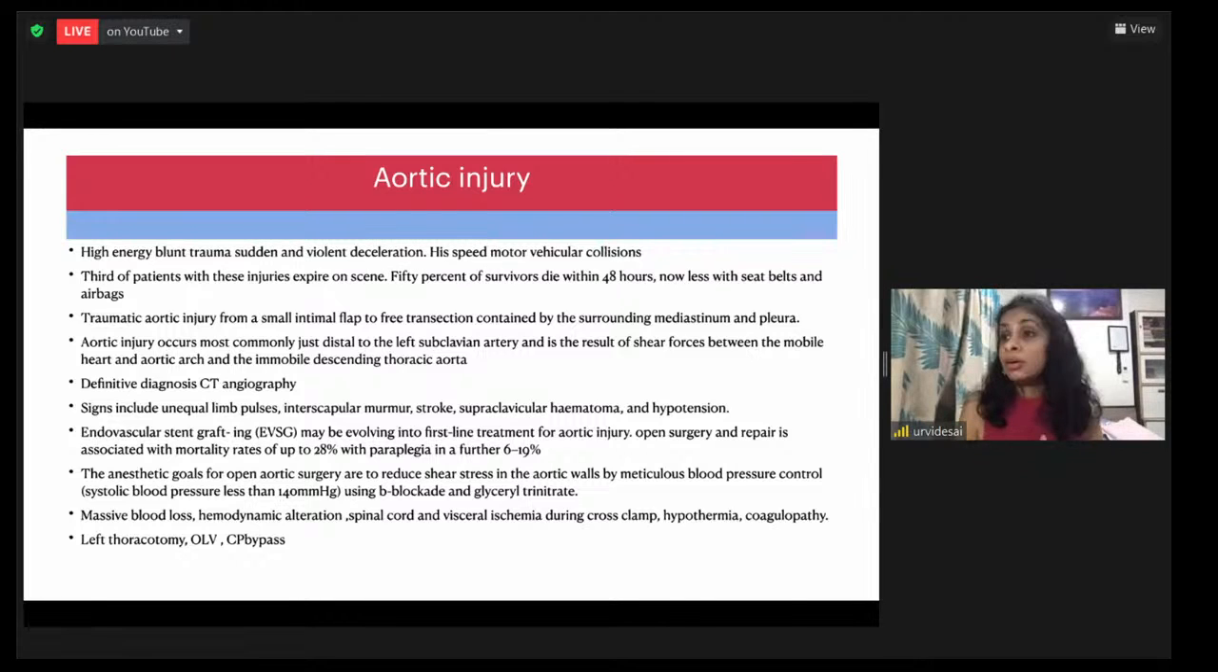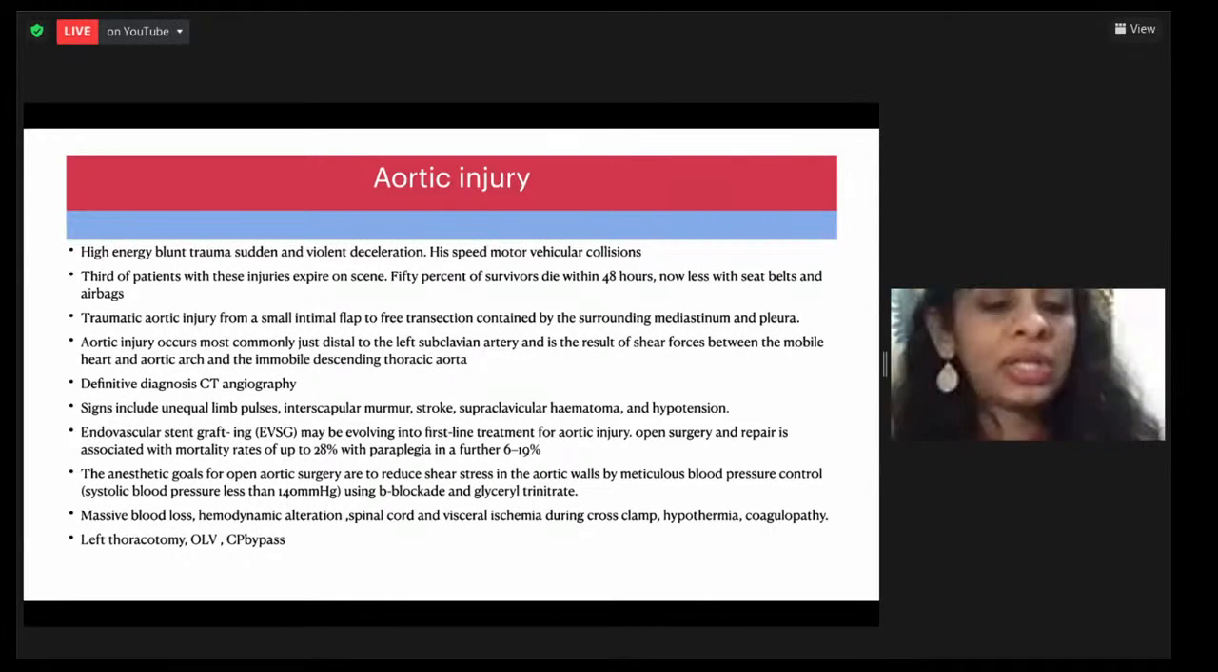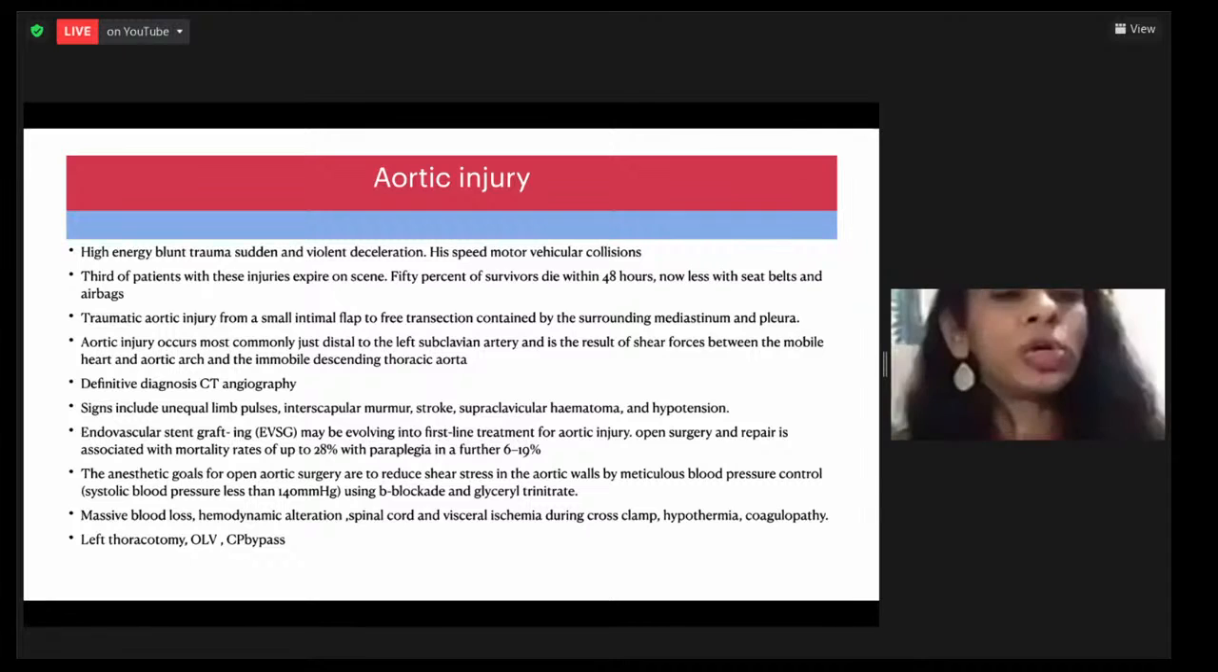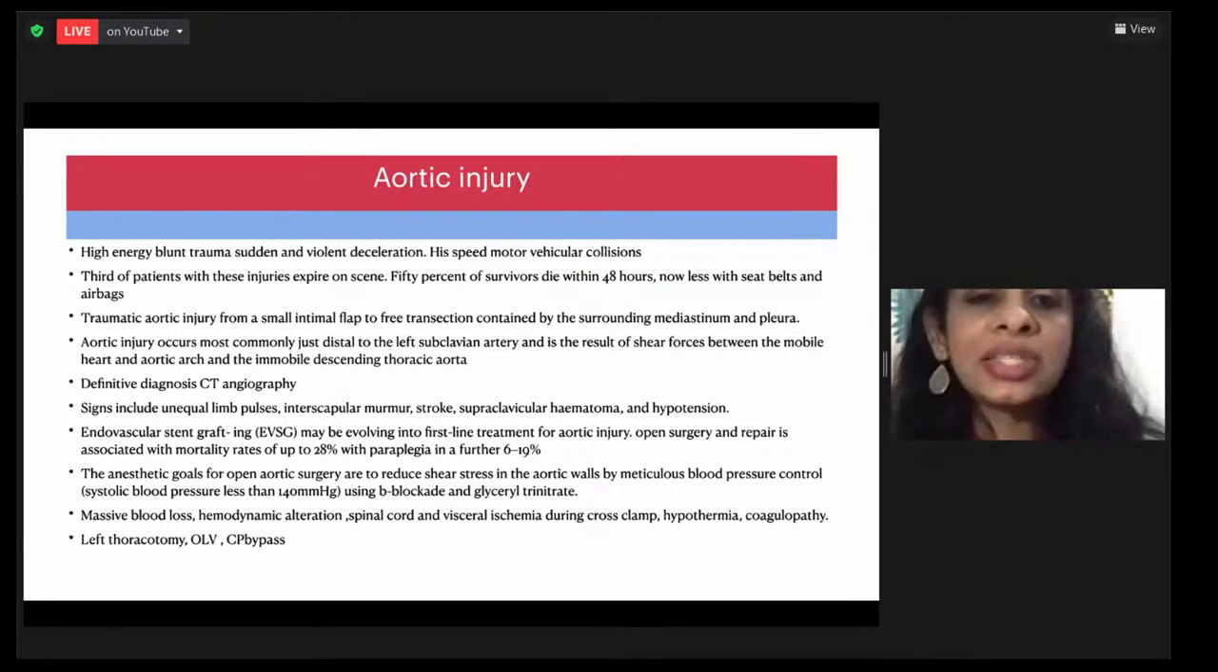But we don't encounter that many nowadays. Why? Because we are all wearing our seat belts and we all have airbags when there's a collision. Half the patients die after coming to the emergency area. The thing to remember is that this rapid deceleration usually happens at the point distal to the left subclavian artery, because the heart and the arch of the aorta are mobile, and the descending thoracic aorta is not so mobile. That is where the shear stress takes place and there's a tear and the injury.